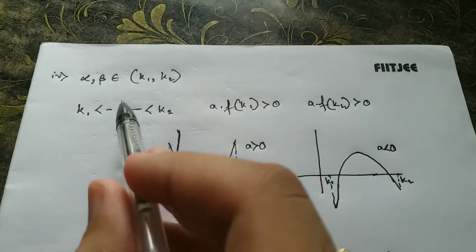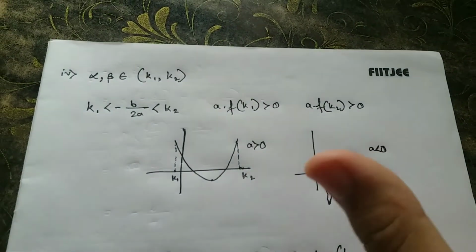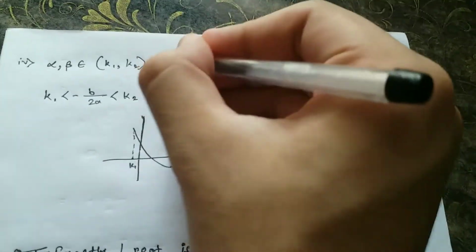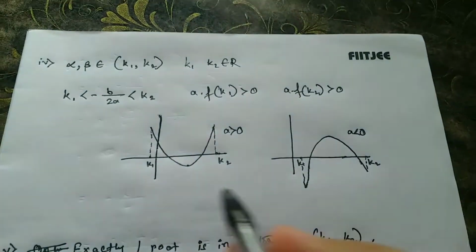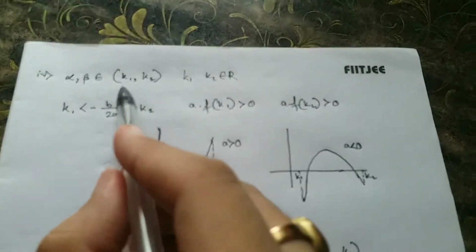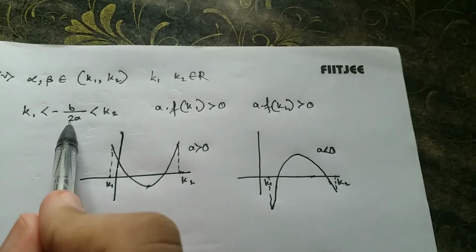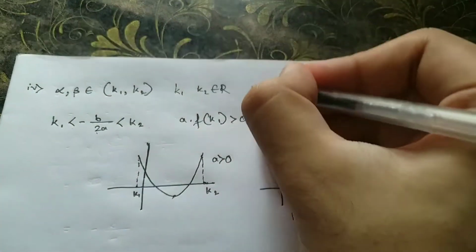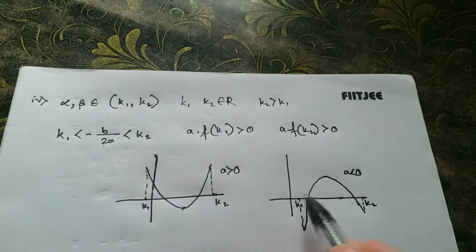Now the next case: alpha, beta belong to (k1, k2), that is, both the roots lie between two real numbers, k1 and k2, which belong to the reals. So both the roots lie between k1 and k2. That means the vertex has to lie between k1 and k2. So minus b by 2a has to be greater than k1 and less than k2. We are taking k2 greater than k1 here.